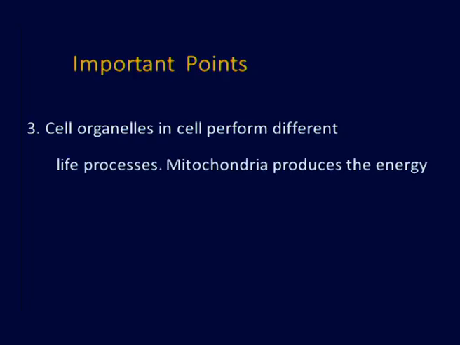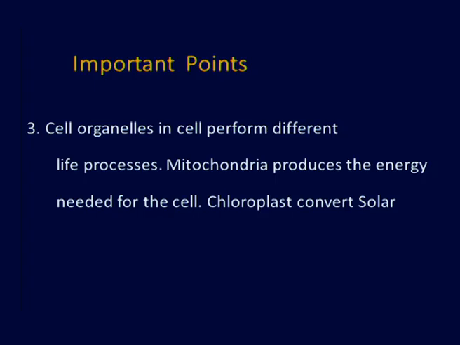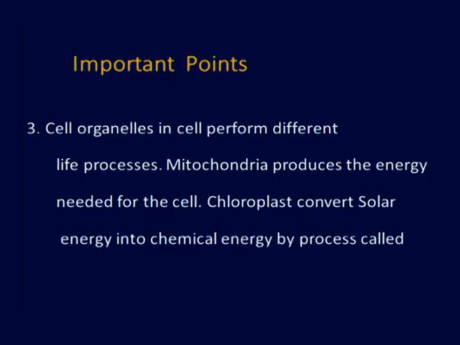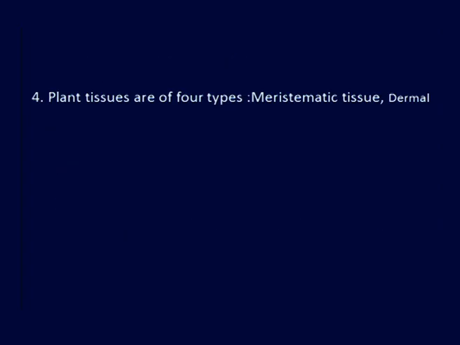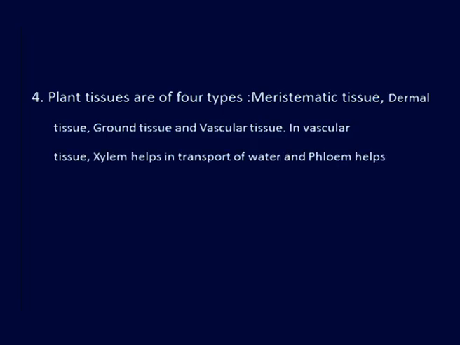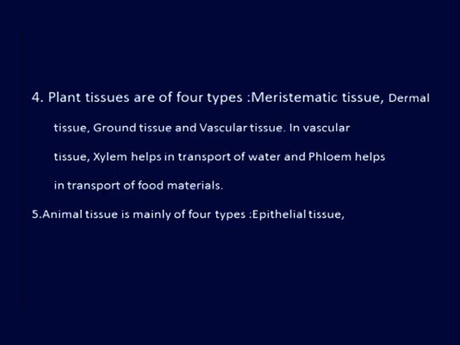Mitochondria produces the energy needed for the cell. Chloroplast converts solar energy into chemical energy by a process called photosynthesis. Plant tissues are of four types: meristematic tissue, dermal tissue, ground tissue and vascular tissue. In vascular tissue, xylem helps in transport of water and phloem helps in transport of food material.